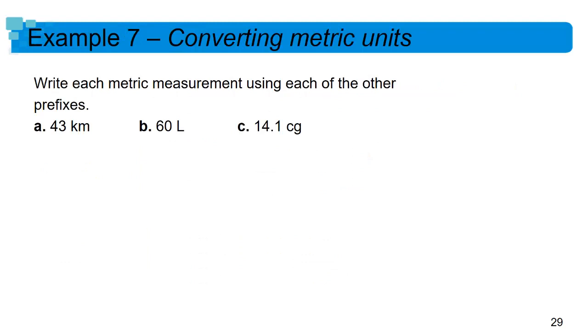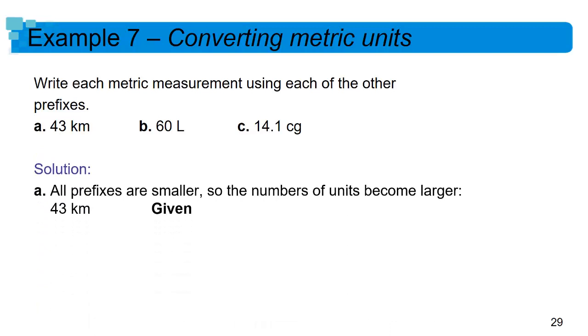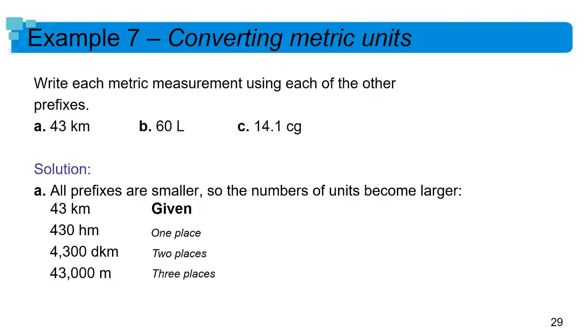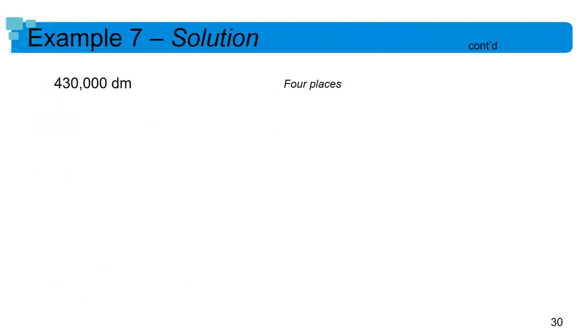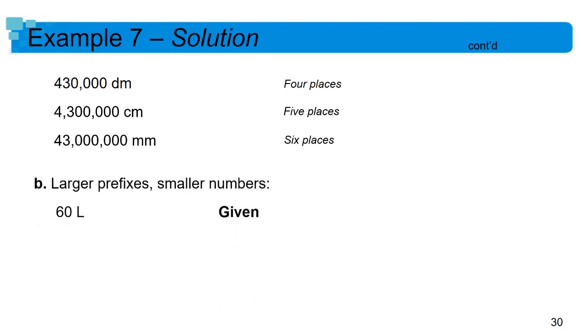So if you wanted to take each of these and write them as the other, like kilometer in another prefix, we're given 43 kilometers, well, that's 430 hectometers, 4,300 decameters, 43,000 meters. And then you keep going. Decimeters, centimeters, and then millimeters. Just keep adding zeros, right?